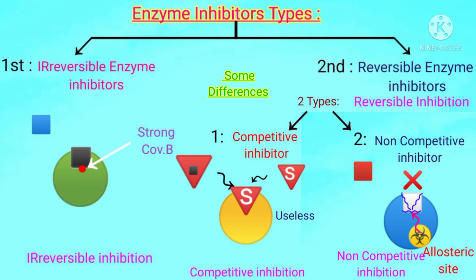The competitive inhibitor resembles the substrate, so it was attached at the active site. But this inhibition can be reversed by increasing the substrate concentration. On the other hand, the non-competitive inhibitor was attached at the other, allosteric site, so the enzyme's shape was changed. Therefore, the substrate can't bind the enzyme.